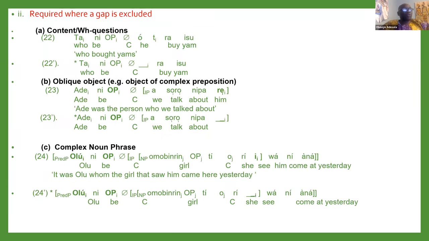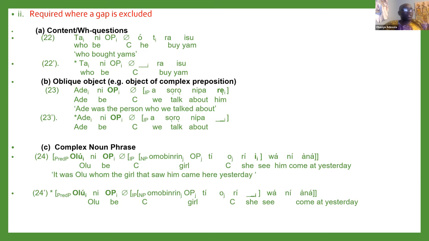The reverse is what we have on the screen now, in which resumptive pronouns are required in Yoruba where gaps are excluded. Usually, most of that will be in island constructions or island positions, but the first one is local subject, like Tani Ora Ishu, which is a little bit different from the other ones we'll see after the first sentence in 22. In 22, Tani Ora Ishu is acceptable, but 22 prime, Tani Ra Ishu, is absolutely unacceptable in the language. Why? Because a gap is not accepted in the subject position.